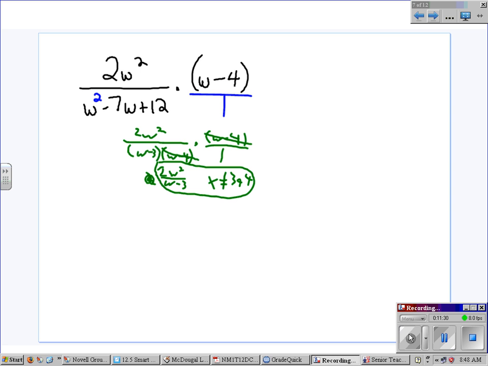All right, let's come back to this problem, please. We have 2w squared all over w minus 3 as our final answer, and we have that x cannot equal 3 or 4. Any troubles with this at all? Looking at everybody around the board, everything looks all right on those. Well, let's keep moving on then.